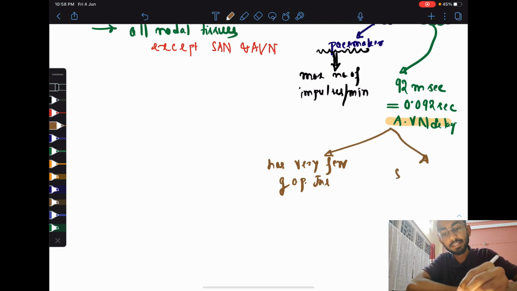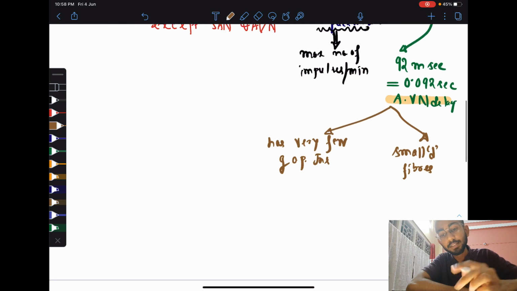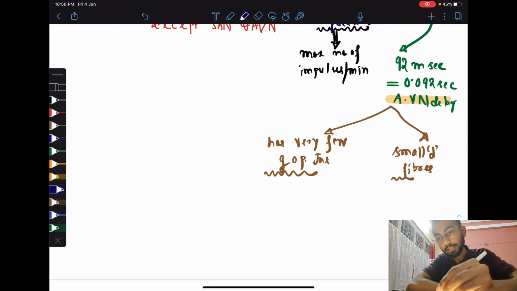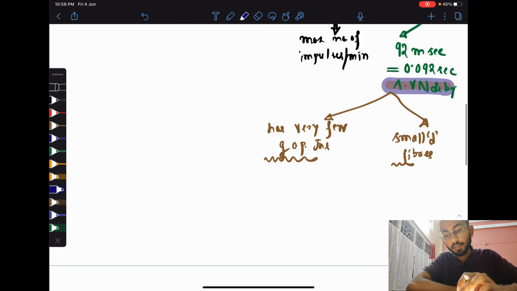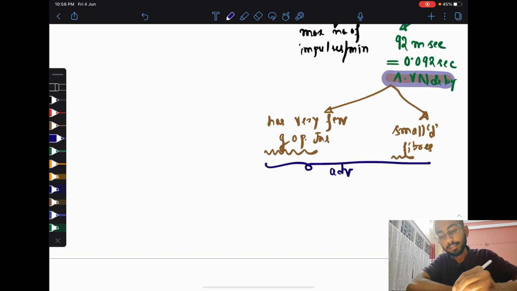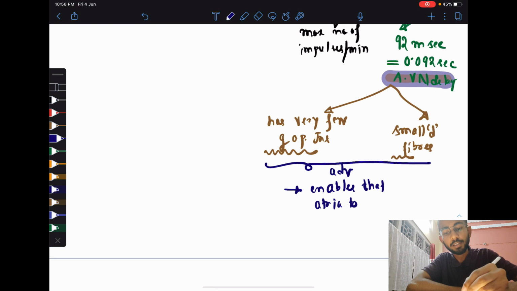In addition to that, it has a small diameter of fiber. AV node has got what? Small diameter fibers. Due to the presence of very small diameter fibers and very few gap junctions, this AV nodal delay is seen, right? Alright, now what is the advantage of this AV nodal delay guys? It enables the atria to undergo contraction ahead of the ventricle.